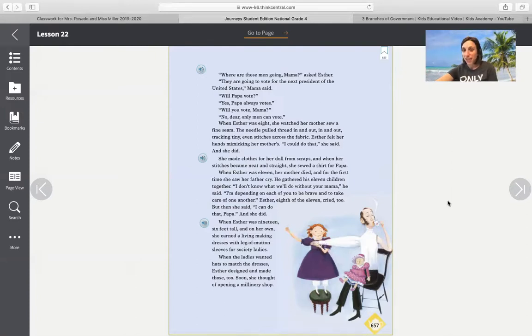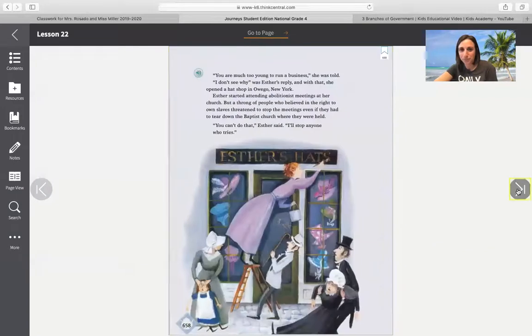I'm not sure what a millinery shop is. I've never seen one of those around. So I want you to think about the context in which we just read, the context where the word millinery is. So see if we can figure out what it means. When the ladies wanted hats to match the dresses, Esther designed and made those too. So Esther's making hats to match dresses, and she's thinking of opening a millinery shop. So a millinery shop is a shop that makes hats.